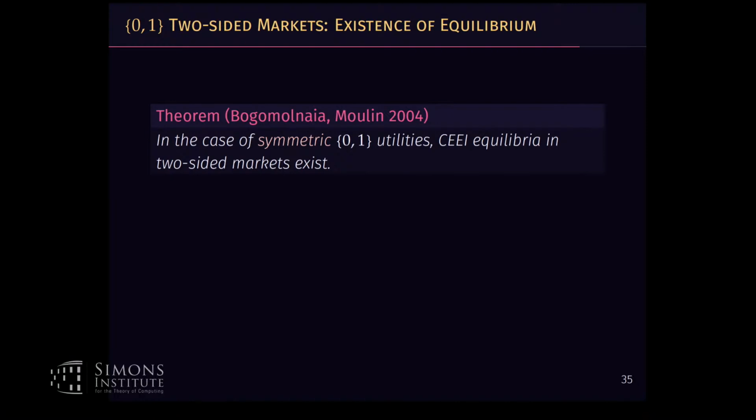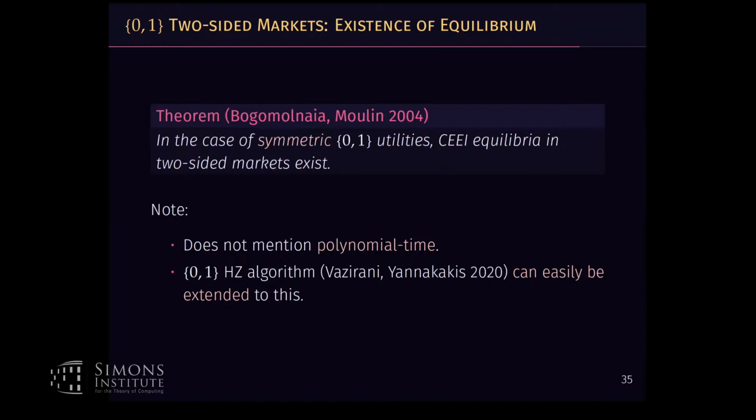And in the case of 0-1 utilities, you actually get a little bit more. Notice that when I introduced the counterexamples, I showed you an example for symmetric 0-1-2 utilities and asymmetric 0-1 utilities. And there's a reason for these two examples. It's because if you actually go to symmetric 0-1 utilities, somewhat surprisingly, there are actually these pseudo-market equilibria where the agents have equal fake income. This is an old result by Bogomolnaia and Moulin, but technically they don't show that it's polynomial time. But if you're familiar with this 0-1 HZ algorithm by Vazirani and Yannakakis, then it's fairly easy to show that you can also do this in polynomial time.